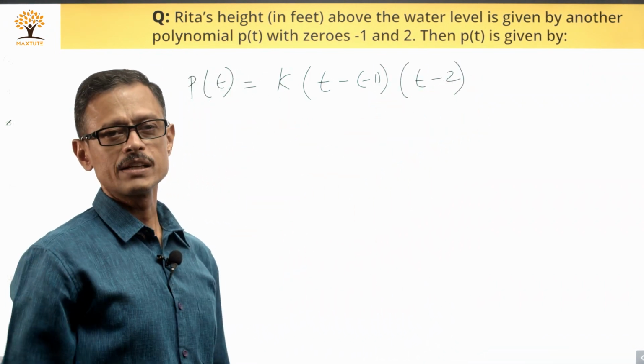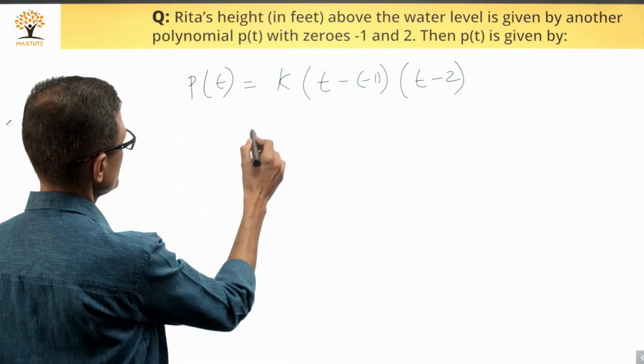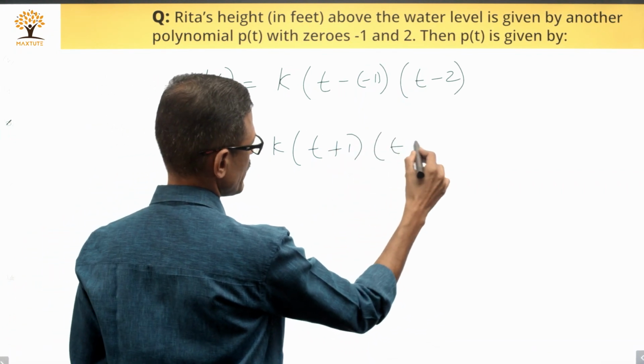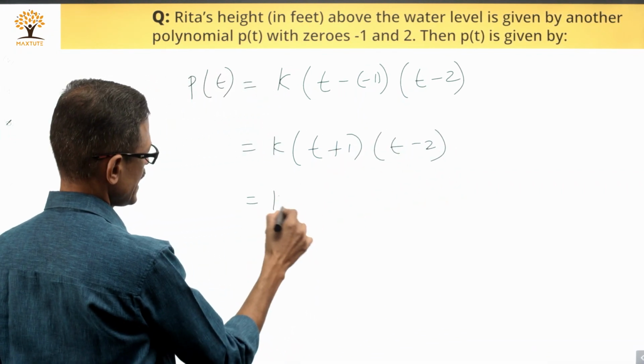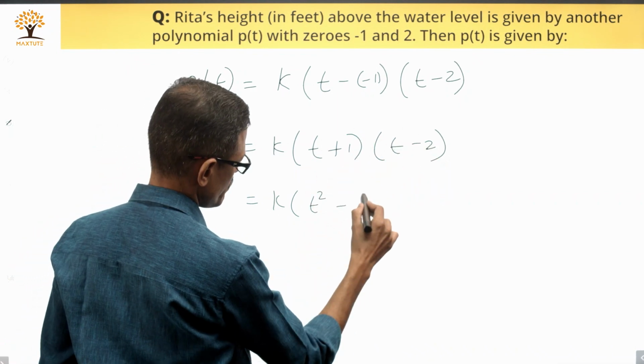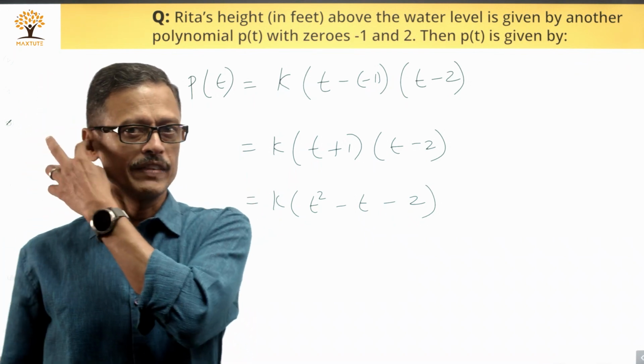This is what is going to be the equation for the parabola that she is taking. So, this makes it as k into (t plus 1) into (t minus 2). So, this will make it as k into (t square minus 2t plus t, which is t square minus t minus 2). We need to find out the value of k, which is what we need to do, right?